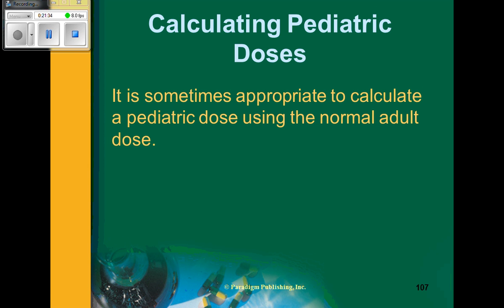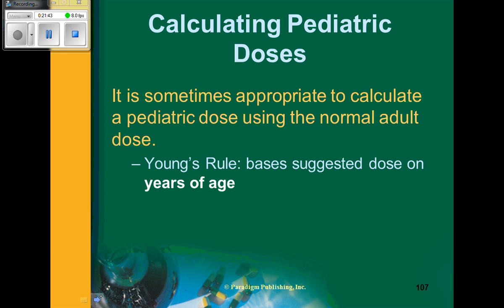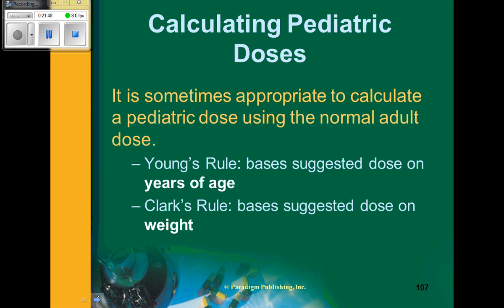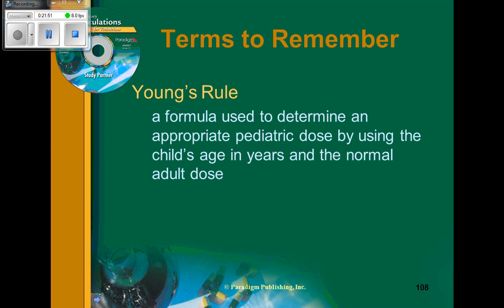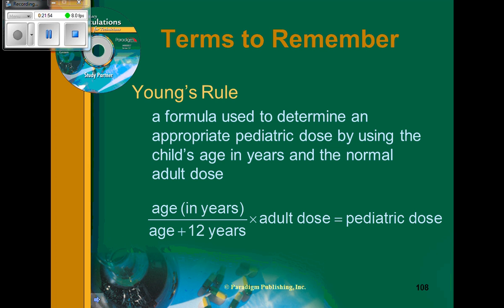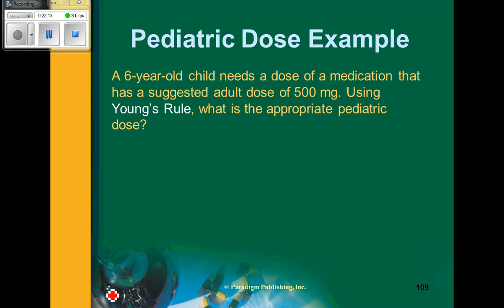So calculating pediatric doses, it is sometimes appropriate to calculate a pediatric dose using the normal adult dose. There are 2 rules. The Young's rule is based on years of age, and the Clark's rule is based on weight. Young's rule is the formula used to determine an appropriate pediatric dose by using the child's age in years and the normal adult dose. So you're going to put on the top here age in years, and all you do is just plug in the numbers. The age, again down here, plus 12, times the adult dose equals your pediatric dose.